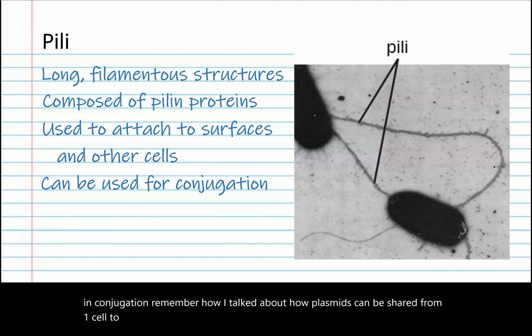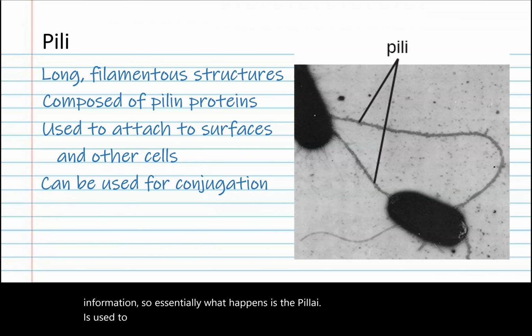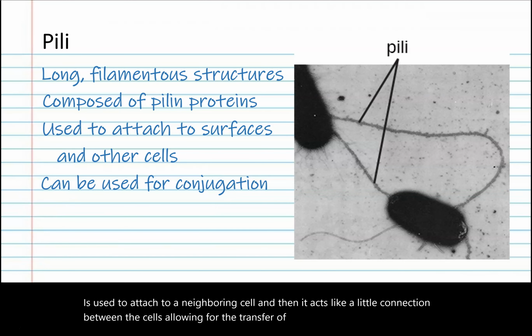Conjugation is one way for bacteria to share genetic information. So essentially what happens is the pili is used to attach to a neighboring cell, and then it actually acts like a little connection between the cells, allowing for the transfer of that DNA from one cell to another.